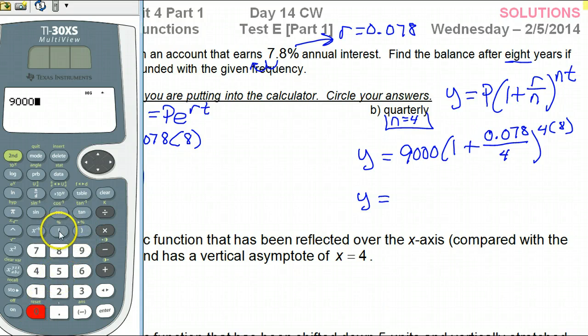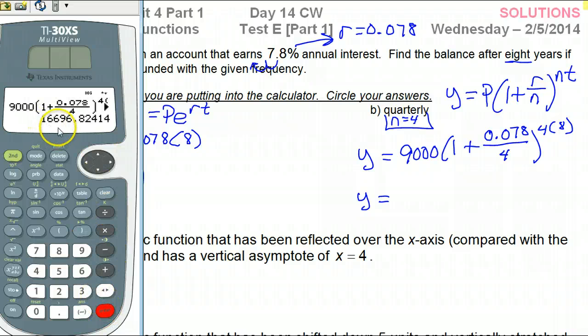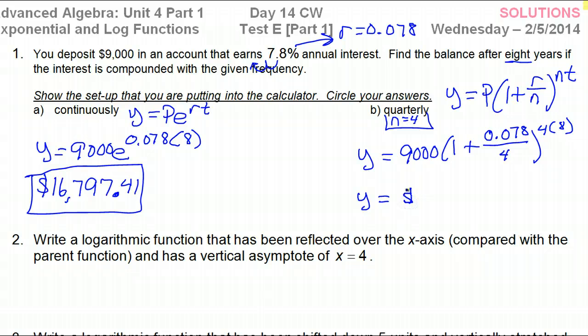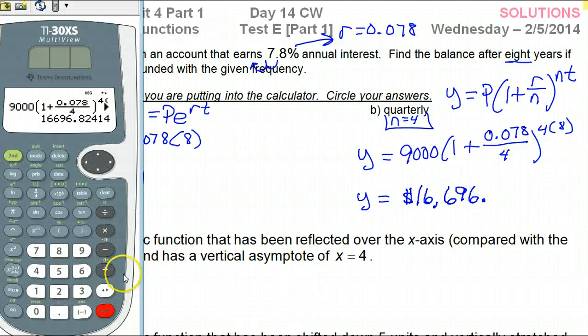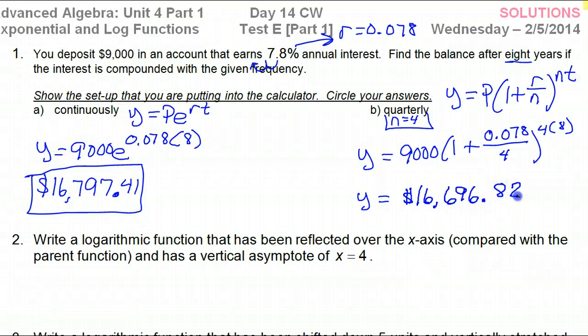So 9,000, 1 plus 0.078 over 4 to the 4 times 8 power. Okay, so that's $16,696.82. All right, notice we always get a little bit more money when we compound continuously as opposed to quarterly or daily or anything like that.